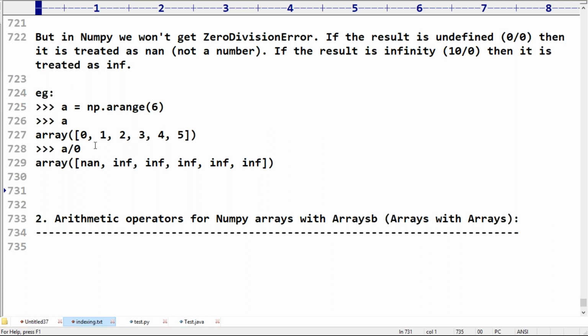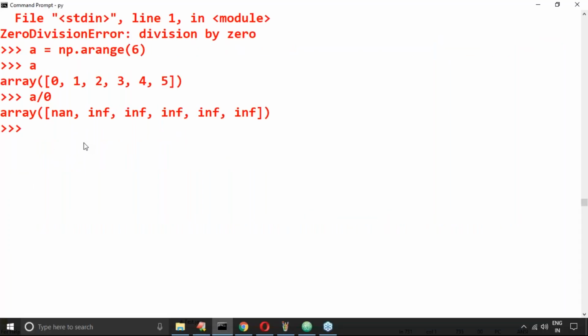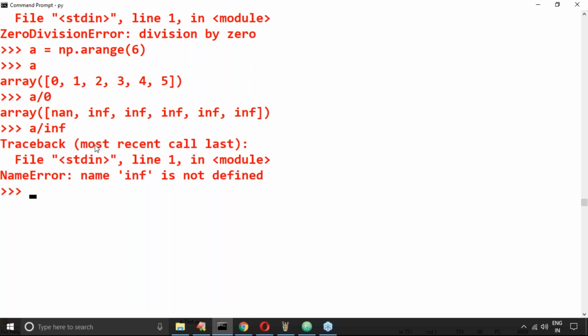Generally, we are not going to divide by inf. But how to represent inf? Is it a Python data type or a NumPy data type? We have to check. Is NumPy having that type? np.inf. Yes, have you observed? A by infinity is treated as 0. Anything divided by infinity is treated as 0.